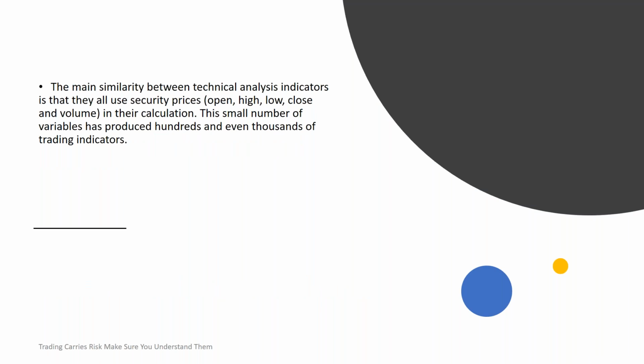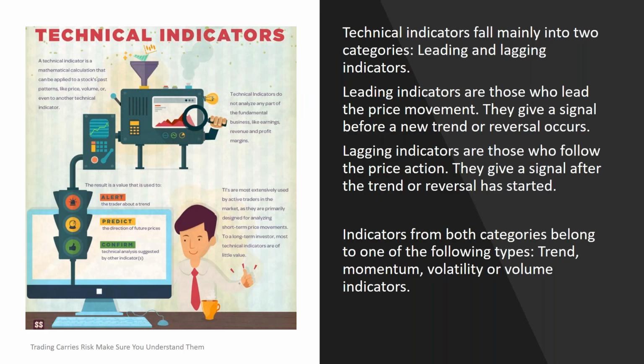Now, the main similarity between technical analysis indicators is that they all use security prices, the open, the high, the low, and the close, and volume in their calculations. The small number of variables has produced hundreds and even thousands of different types of indicators. Now, there's a small group of those that are well known and preferred, but there's lots and lots of stuff out there that you could adapt or use or learn about.